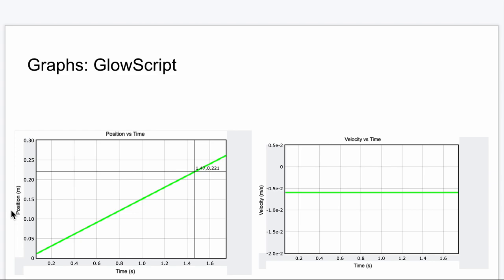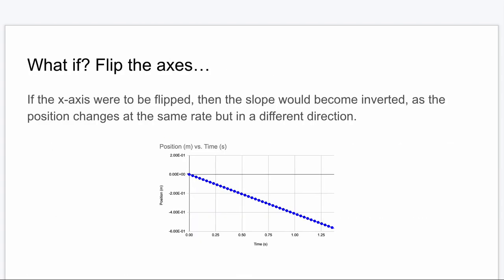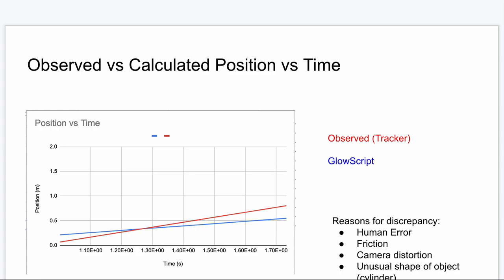These are the graphs that resulted from the GlowScript experiment. As you can see, position versus time is linearly increasing, and velocity versus time is constant. This is the observed versus calculated position versus time graph. As you can see, they're not exactly the same, and some reasons for these discrepancies could include human error, friction, camera distortion, and the unusual shape of the object, which is a cylinder, which could have caused the motion to be slightly different than expected.